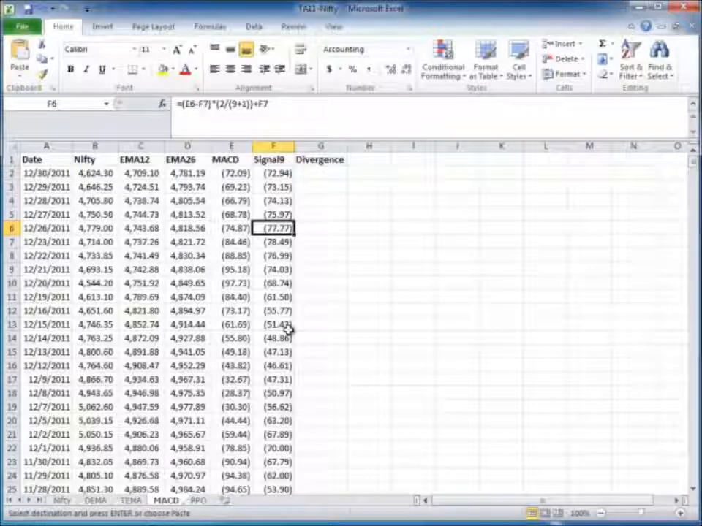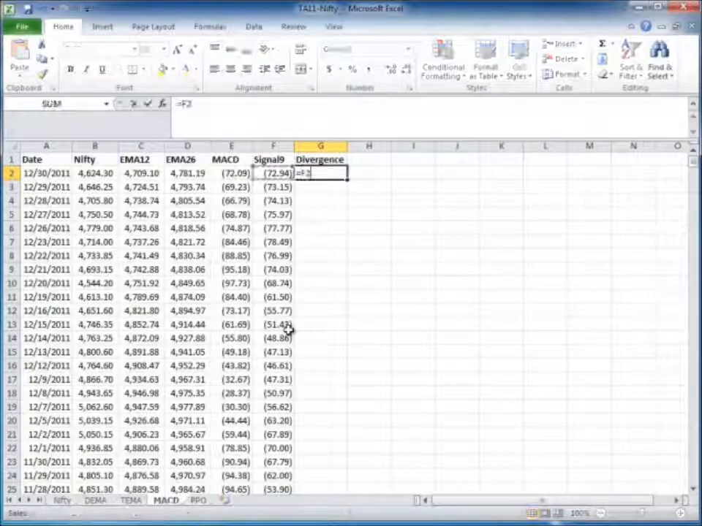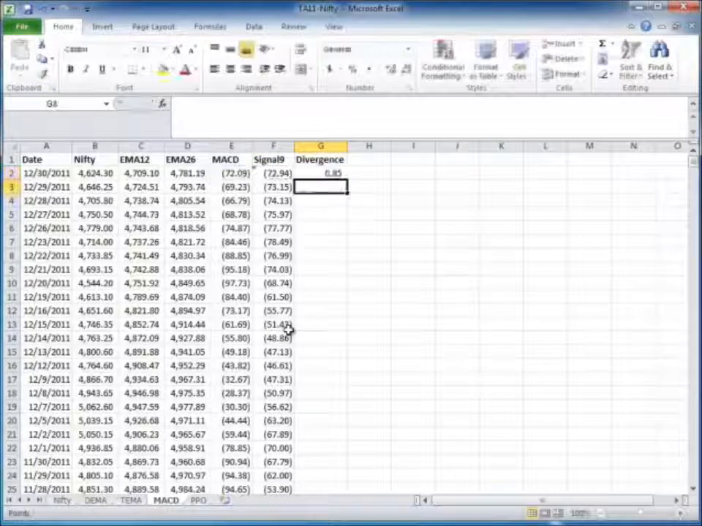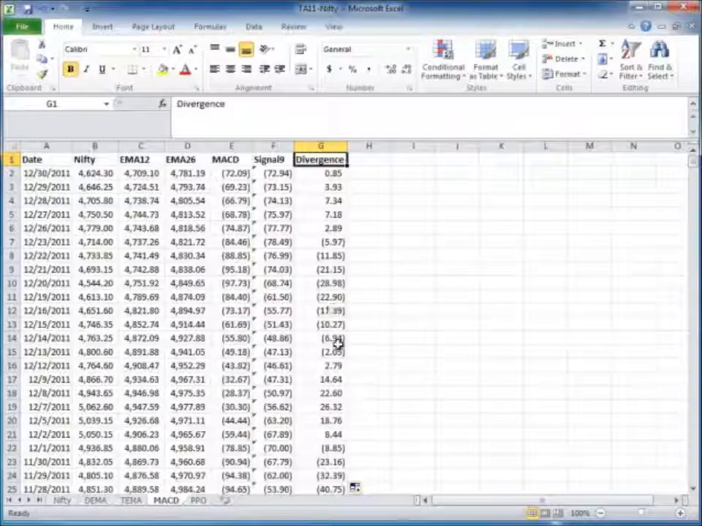And finally, what we need to do is calculate the divergence. So the divergence is, again, a simple calculation, is equal to the MACD minus the signal line. And I can take this all the way down. Alright, and you can see it's going to go from positive to negative. And now the beauty of the MACD strategy is that we really just need to look at the divergence to know when to take a position.